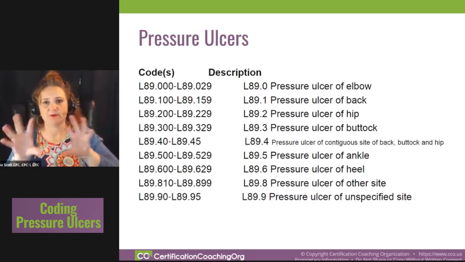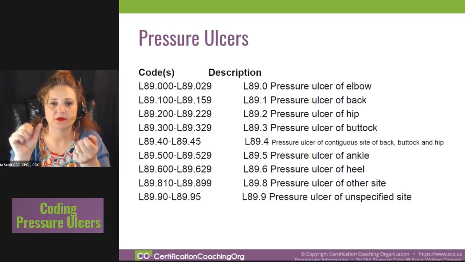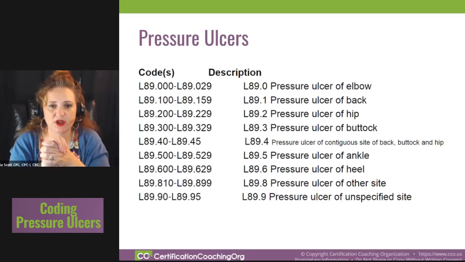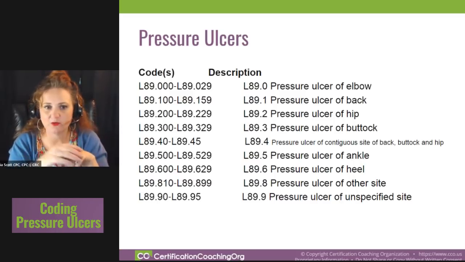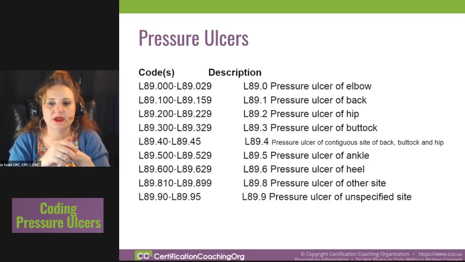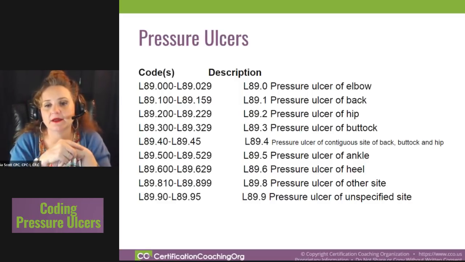That's the fatty portion, part of your backside, right? And you're often laid on your back, so of course you're going to have pressure. You can have a pressure ulcer there. I made this a smaller print because I want to get it all on one line. 0.4 is going to be continuous site, back, buttock, and hip. Well, what that means is we have a pressure ulcer that encompasses all that area, right?